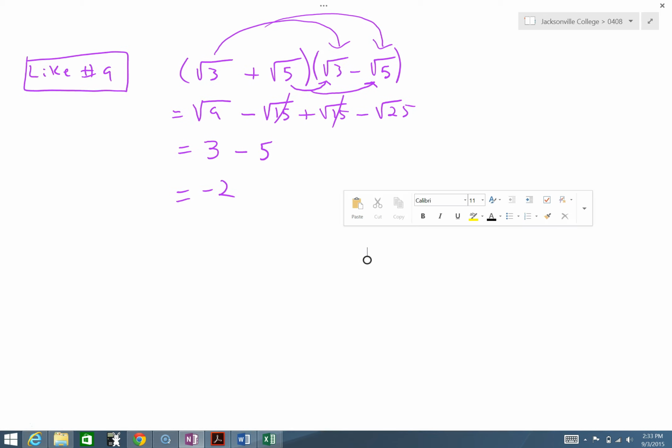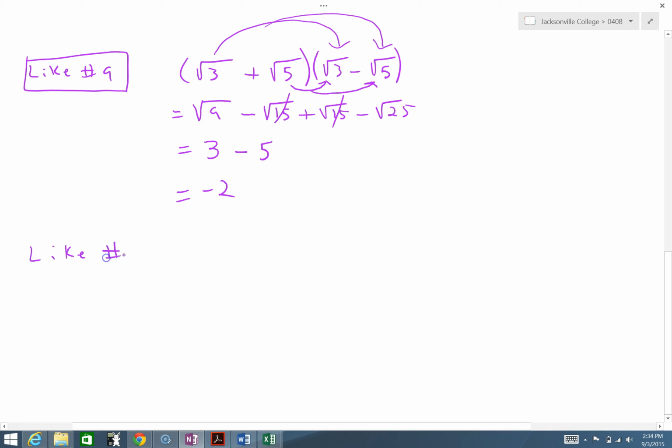One last problem. Like number 10. Number 10 will have something to this effect: 2 over the square root of m minus the square root of n. Well, again, our problem is we need to eliminate this square root in the bottom.